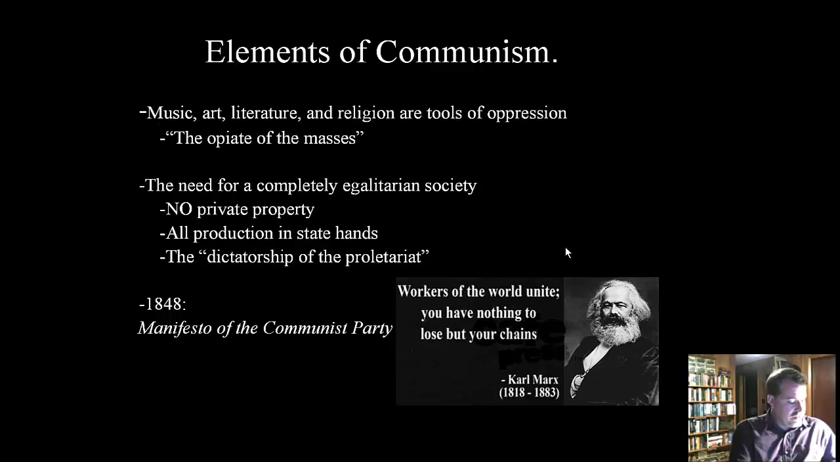Now get number eight, equal obligation to work for all, establishment of industrial armies, especially in agriculture. This basically means you don't have a choice whether you want to work or not.